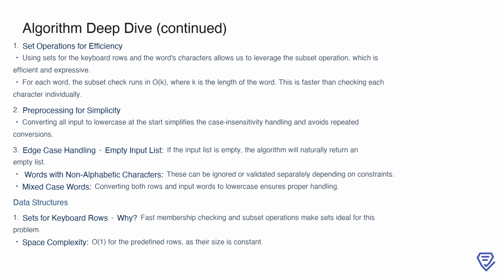This is much faster than checking each character individually. Additionally, pre-processing the input by converting all rows and words to lowercase simplifies case insensitivity handling and avoids repeated conversions during the iteration. It's also important to consider edge cases. For example, if the input list is empty, the algorithm naturally returns an empty list. Words with non-alphabetic characters can either be ignored or validated separately, depending on the problem's constraints. Mixed-case words are automatically handled through the lowercase conversion, ensuring correctness.